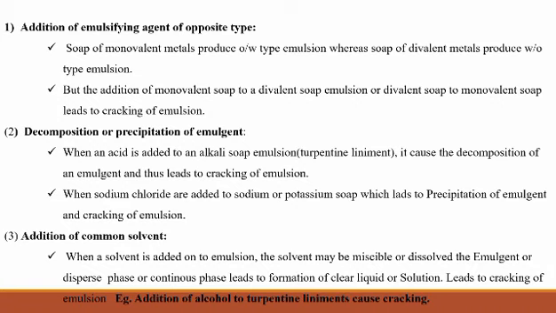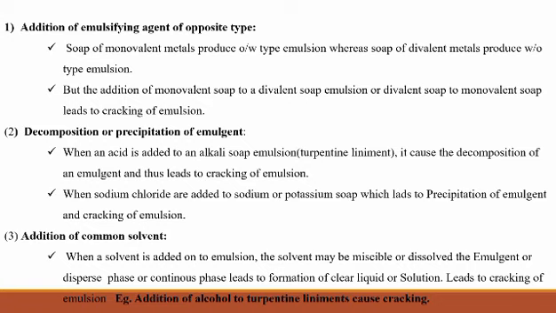We have already studied the causes behind breaking. First is the addition of an emulsifying agent of the opposite type, such as the soap of monovalent metals. These are emulsifying agents which produce oil in water type emulsions, whereas soap of divalent metals will produce water in oil type emulsions. But when we add a monovalent soap to a divalent soap emulsion, this may lead to cracking of the emulsion. So that is the addition of an emulsifying agent of the opposite type.